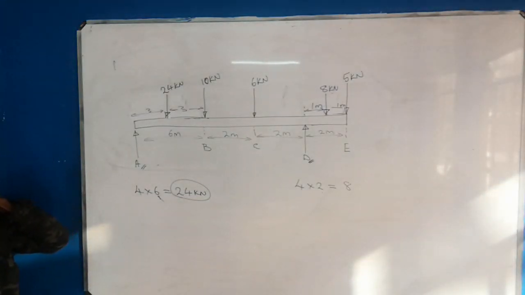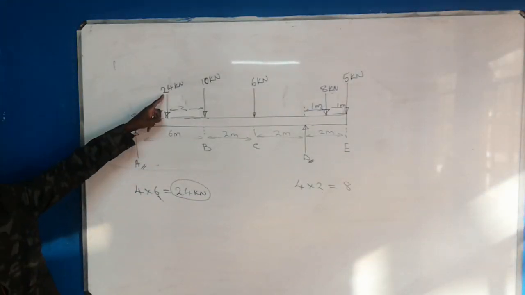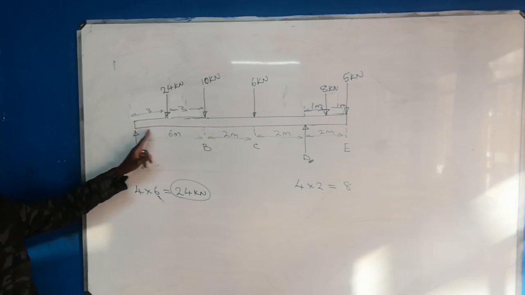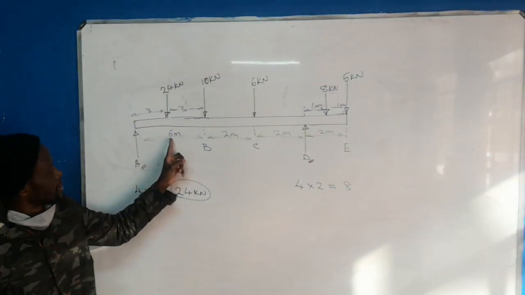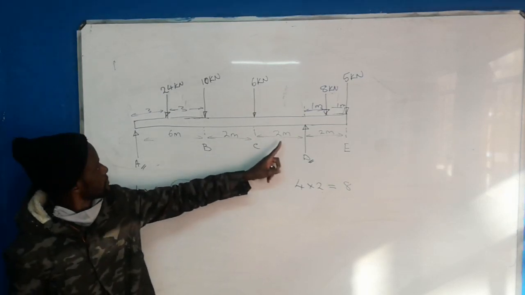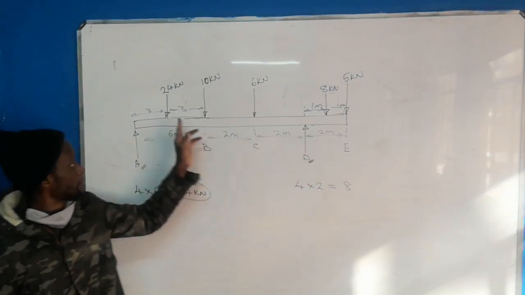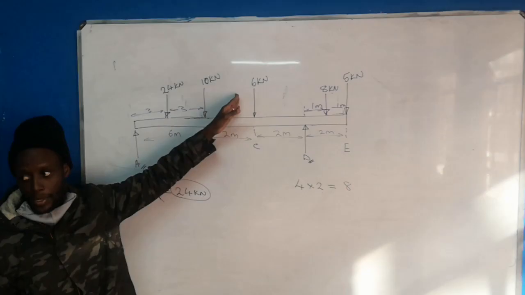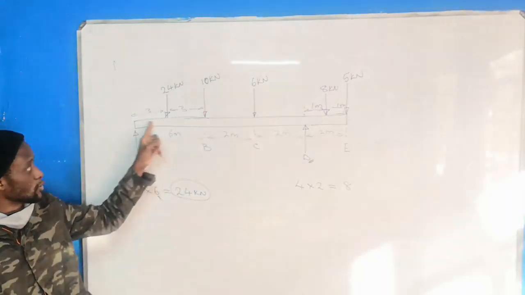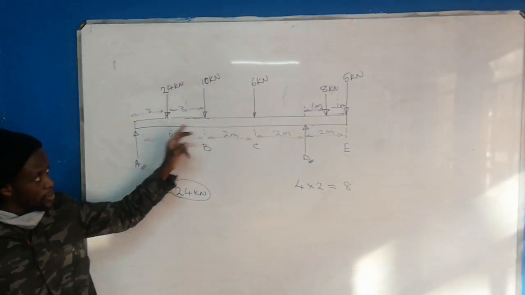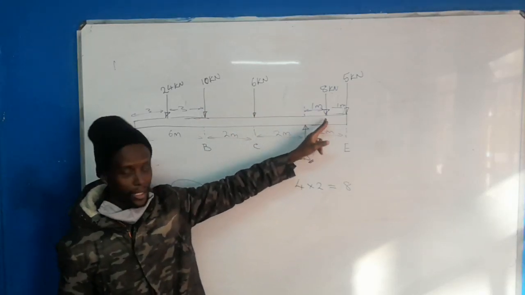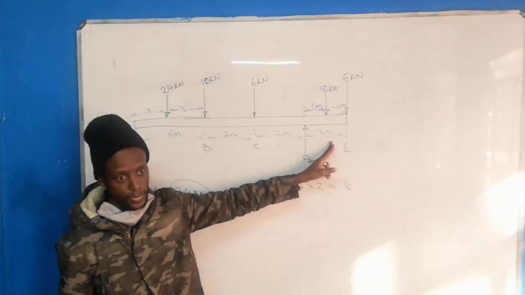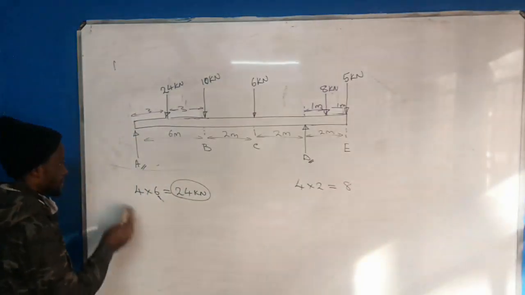Is it fine? Okay. I did not apply this 24 at half of the beam. The whole beam is 12 meters. I did not apply this 24 at the center of the beam. I only applied where it was active. Also, this 8 did not come at the center of the beam. It came at the half mark of this 2. I hope I'm not lost anymore.